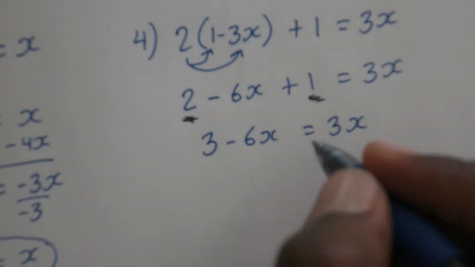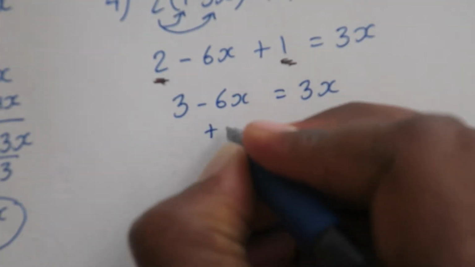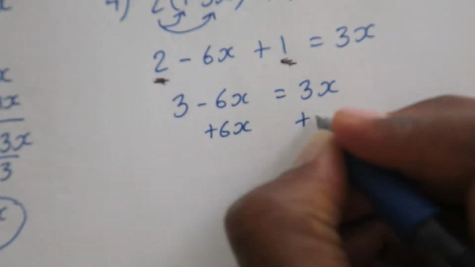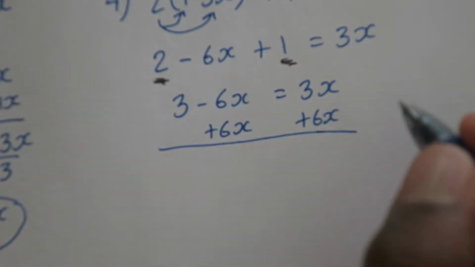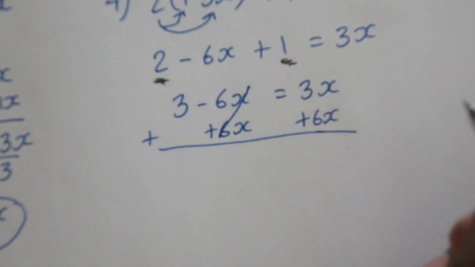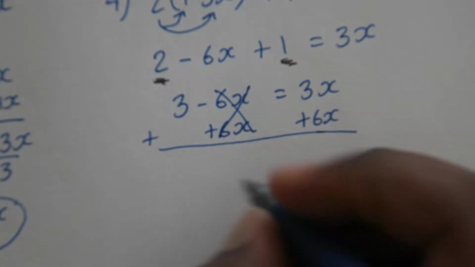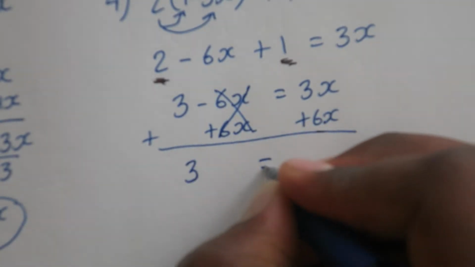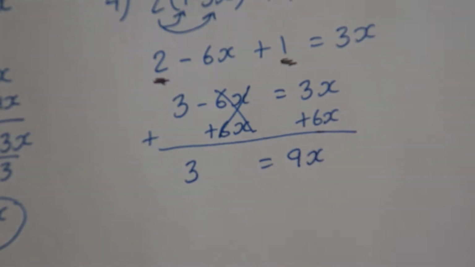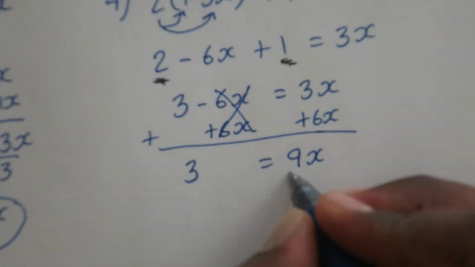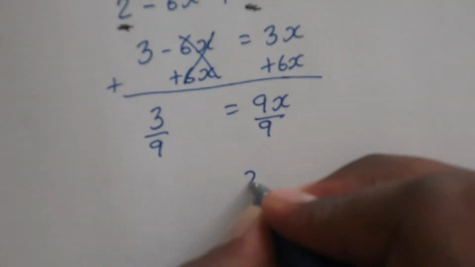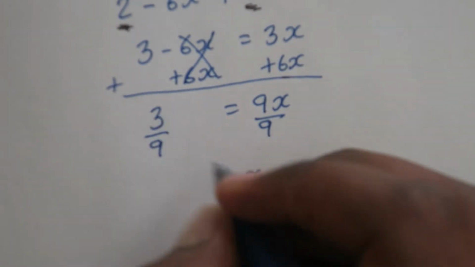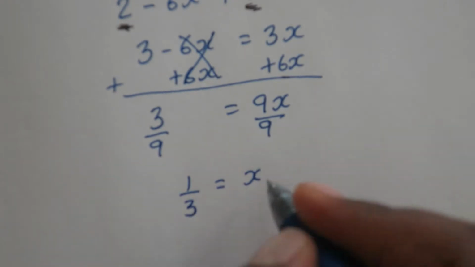Now have the x's on the same side, meaning take the 6x to the opposite side by doing the inverse operation. This cancels. We have 3 equals 9x. Inverse of multiplication is division, so divide by the number 9, divide by the number 9. X equals, this right here simplifies into 1/3.